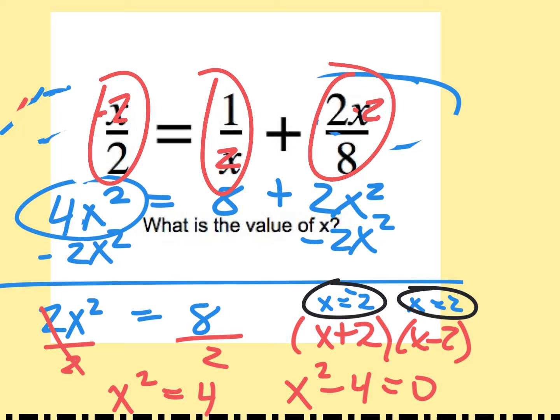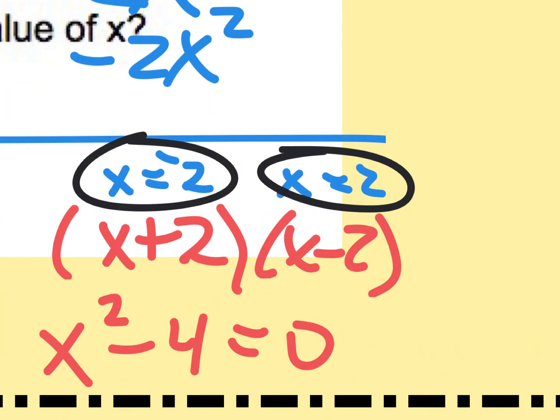If I put in a negative 2 and a negative 2 and a negative 2, that's going to be negative 1 is equal to negative 1/2 plus negative 4/8, which is also negative 1/2. And so, yeah, negative 1 equals negative 1. I now know that I'm right. Those are my two answers.